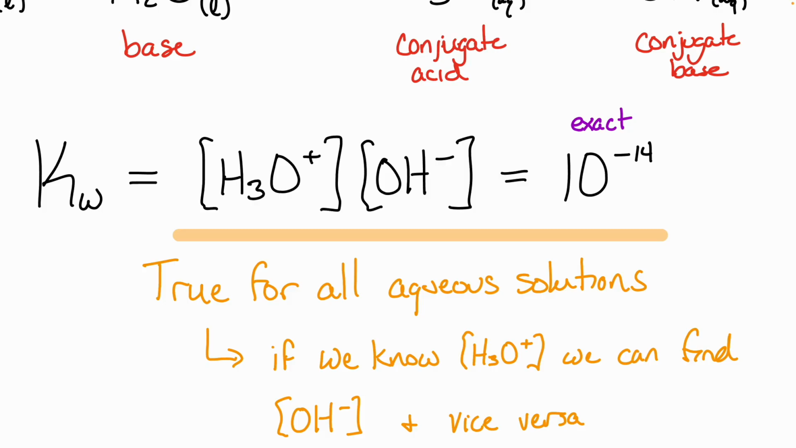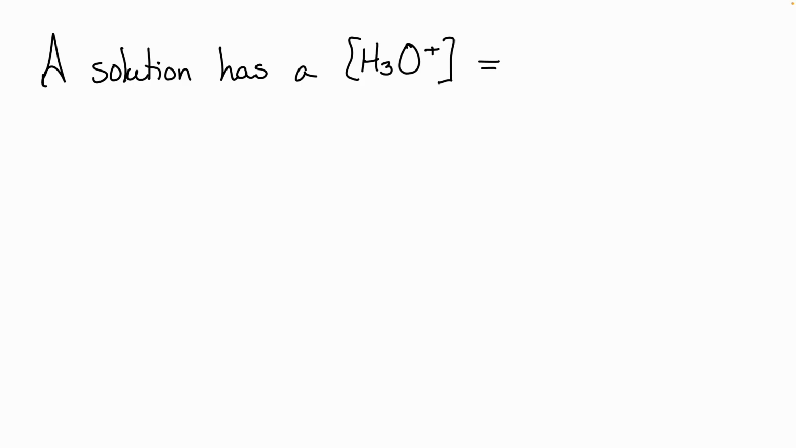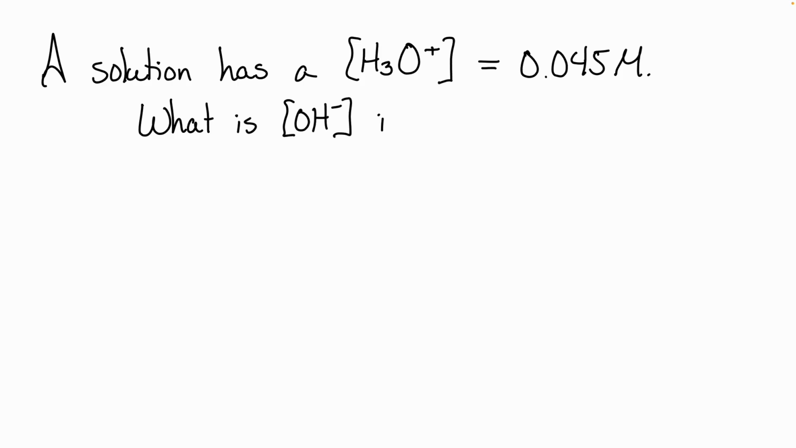Okay, so let's use this autoionization equation. A solution has a concentration of hydronium equal to 0.045 molar. All right, what is the concentration of hydroxide in our solution?